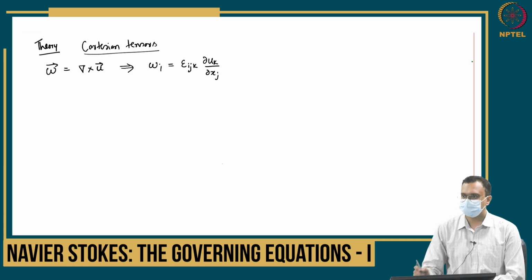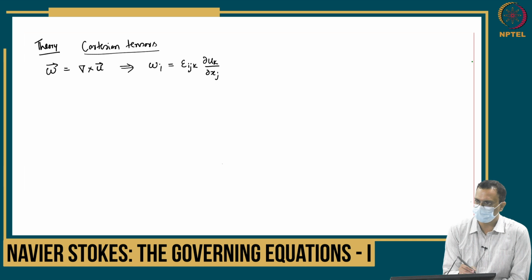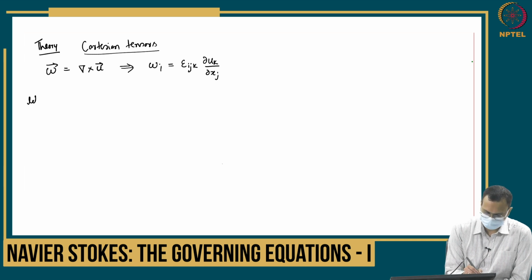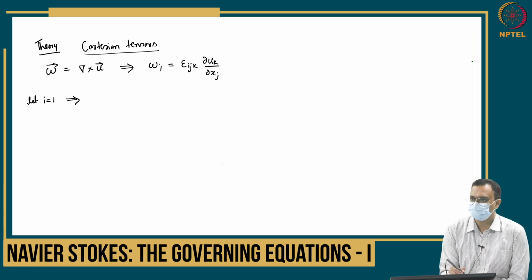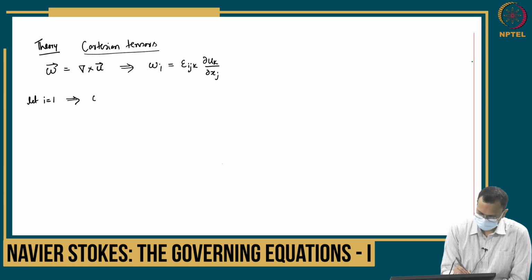Now let's see what is the vorticity component in the i equal to 1 direction. Let i be equal to 1, implying you are looking into the coordinate direction 1. Let's say x, y, z, then x is 1, or x1. So omega 1 will be: i is the free index here, j and k are repeated, so it has to be summed over two times. Let's write first epsilon 1 j k dou u k by dou x j.